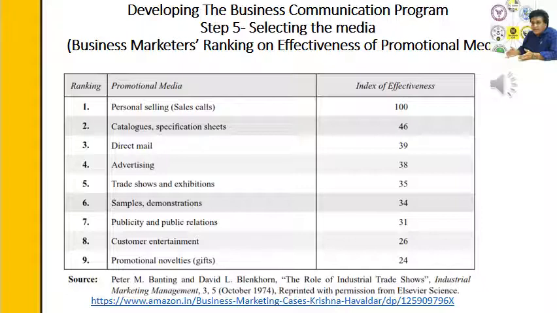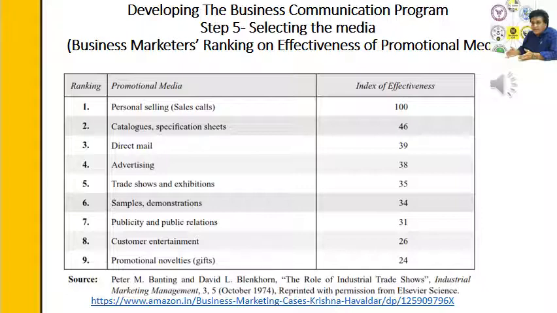So the successful sellers were asked to rate which promotional media is how effective. So, index of effectiveness: 100 marks were given to personal selling. So personal selling is the most important, most critical, most significant, most efficacious promotional media, personal selling or sales call. Second is catalog and specific products, which gets a rating of 46. Direct mail gets 39. Advertising gets 38. So you see, advertising is 38. In consumer product, perhaps advertising will become number 1.